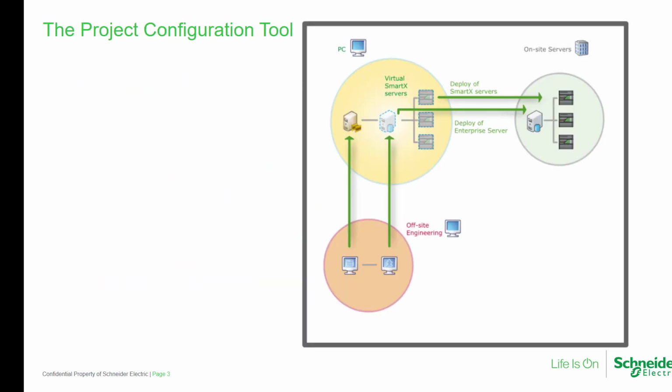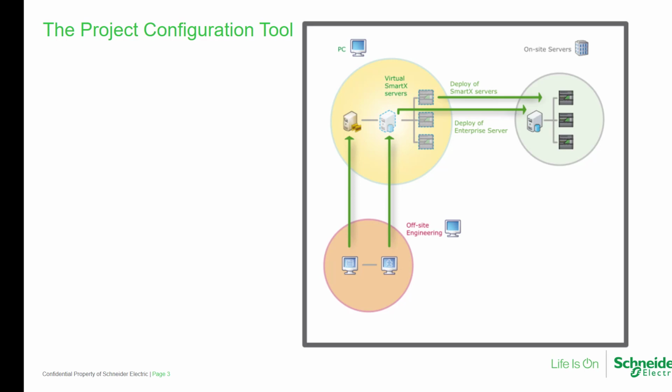Let's take a look at the basic architecture of the PCT and how it relates to the live system. In the large circle at the upper right, we are showing the virtual servers that are running in the PCT. Enterprise servers, SmartX servers, and if you're building a 2.0 project, the Enterprise Central. Although they're not shown in this picture, you can also create virtual field controllers like B3s, Zentas, MNBs, MPCs, etc.